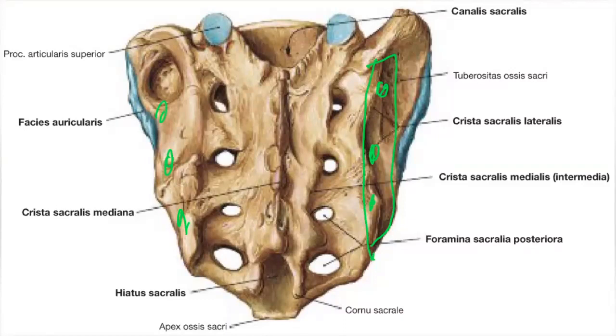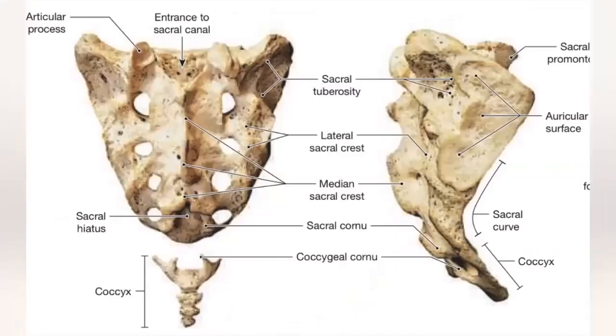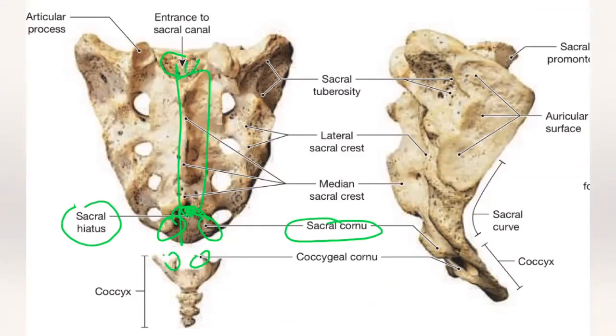So this is not the lateral surface but the lateral crest. Sorry, lateral crest. You see, this is the dorsal surface which has the sacral canal, which starts here and ends here. This is the sacral hiatus, which has the inferior articular process called the sacral cornua, which articulates with the coccygeal cornua. This is the median crest, this is the intermediate crest, and this one is the lateral crest.